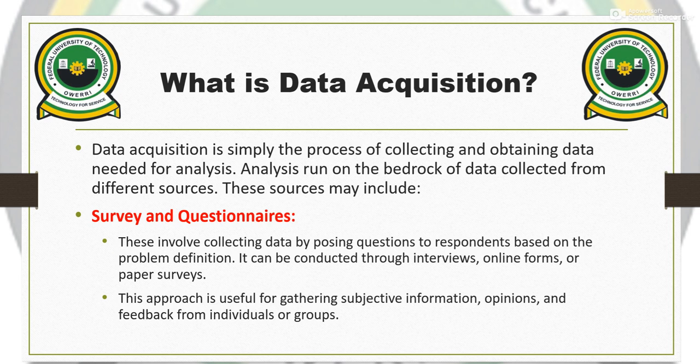This process is useful for gathering subjective information, opinions, and feedback from individuals. You can do this through interviewing individuals one by one, or you can give out online forms for people to fill, or paper surveys if you are doing it in a physical manner. You reach out to persons, you give them the paper, and they fill out the forms that you have already posed your questions in.